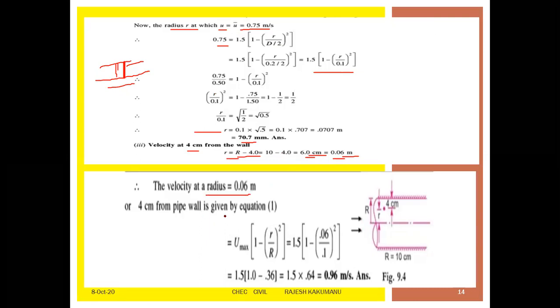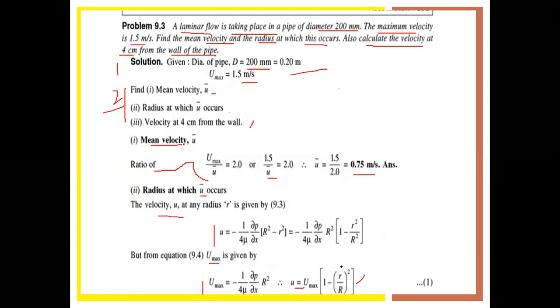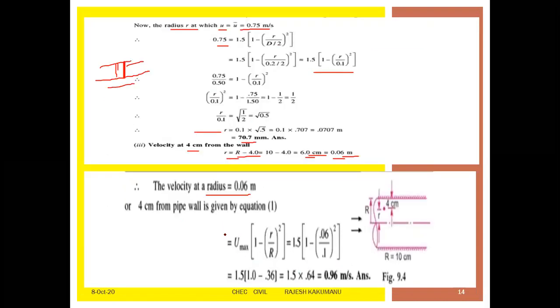Now what to find? So apply this formula. Applying this formula, u is equal to u max into 1 minus (r by R) square, that is equal to 1.5 into 1 minus (0.06 by 0.1) square, that is equal to 0.096 meters per second. That is the velocity of the flow.